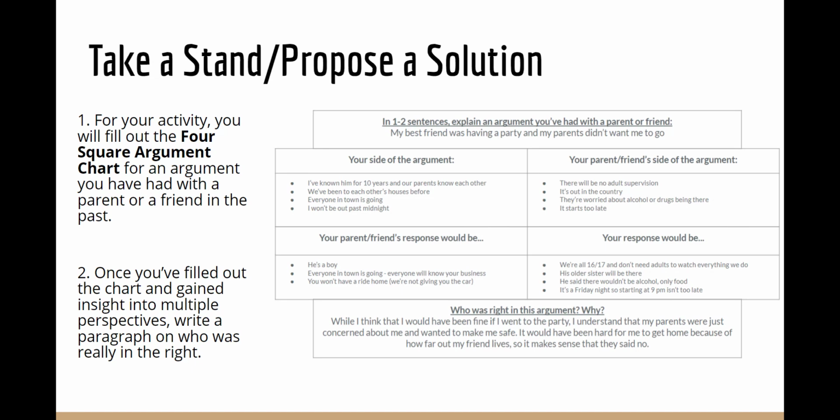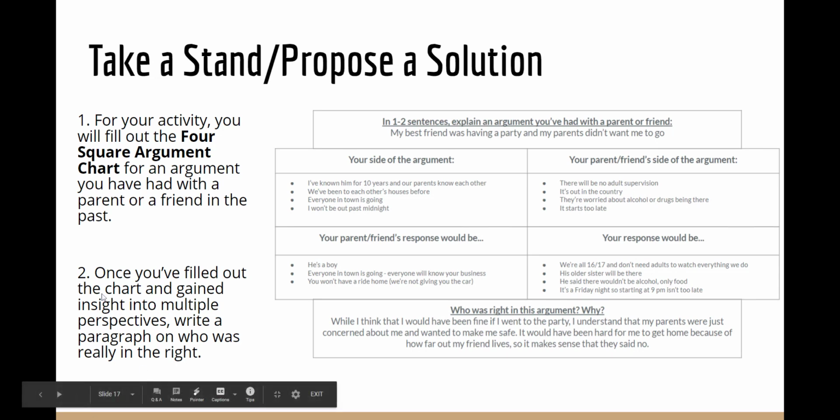So after reflecting and really thinking about all four sides of this, I think it would have been fine if I went to the party, but I do understand that my parents were being concerned and wanted to make sure that I was safe. It would have been hard for me to get home because of how far out my friend lives, so it did make sense that they said no. So at the end, I think not going wasn't the end of the world. That's me filling out my chart. And so this is what you're going to do for your own assignment.